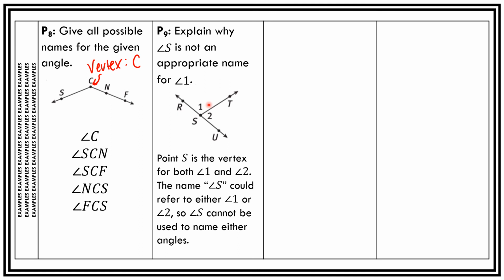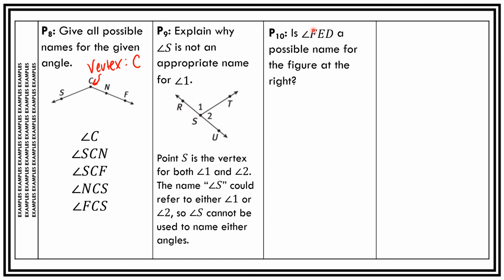I don't really ever like to name an angle with a vertex. You won't see me doing that much. Most of the time you'll see me naming it with a letter, with a number, or with 3 letters. 3 letters is honestly the best way in my opinion, because it tells you what the vertex is, because it's that middle letter.